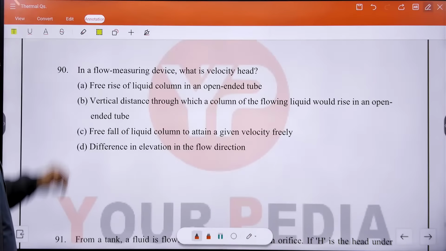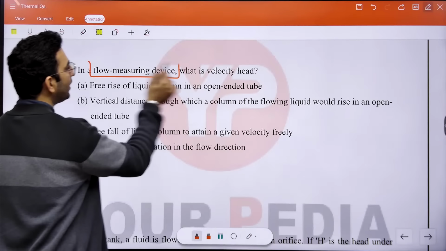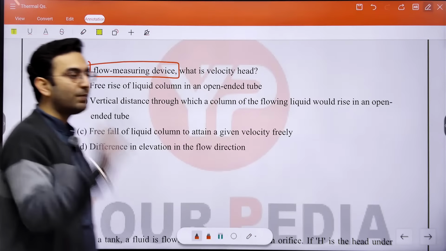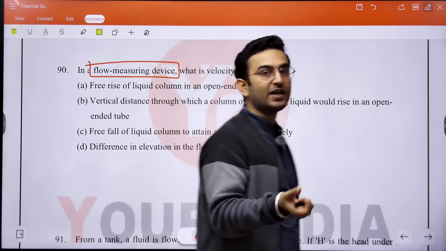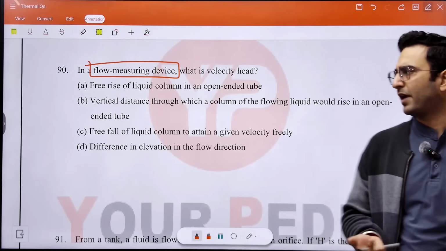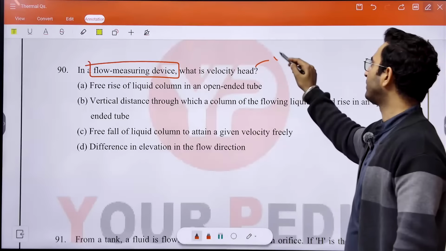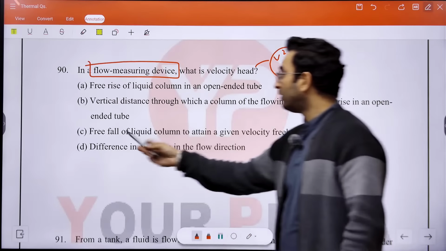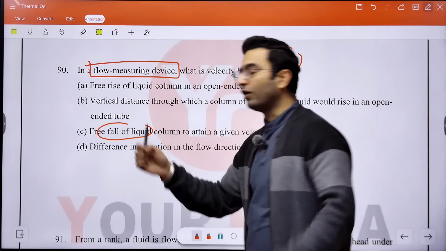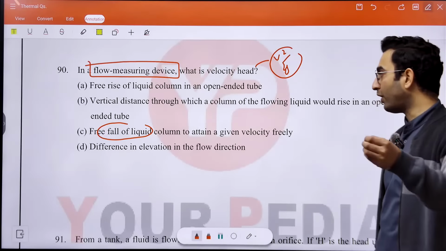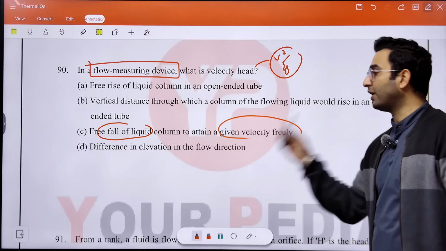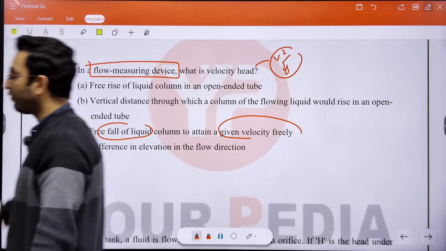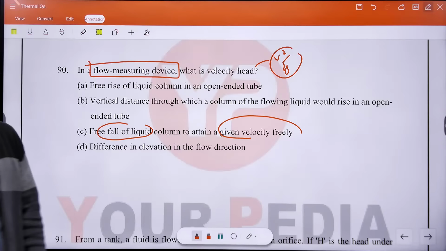Next, in a flow measuring device, what is the meaning of velocity head? Velocity head is simply representing the kinetic energy per unit weight. It is representing a dynamic head, which has the formula V square by 2g. So in terms of the flow measuring device, we may say the free fall of the liquid. Okay, the height through which the liquid is freely falling and attaining the same velocity freely. That is known as the velocity head. That is the definition of the velocity head in terms of fluid mechanics. Option number C.